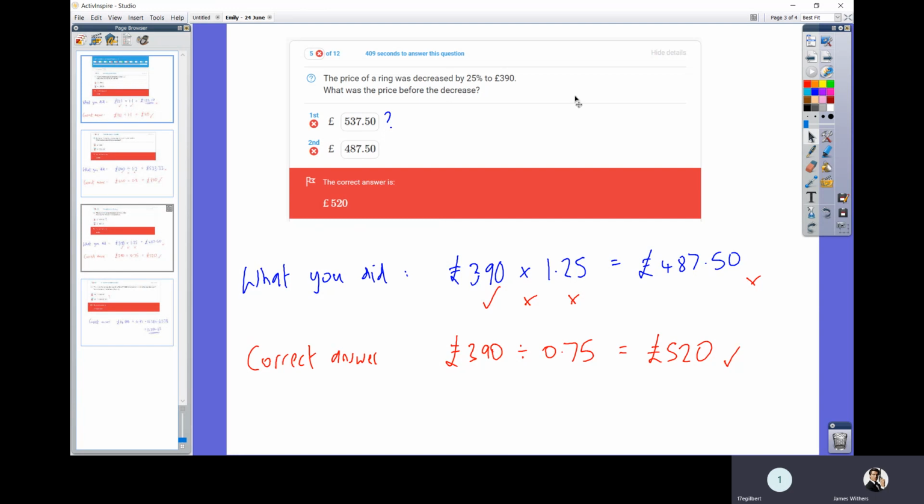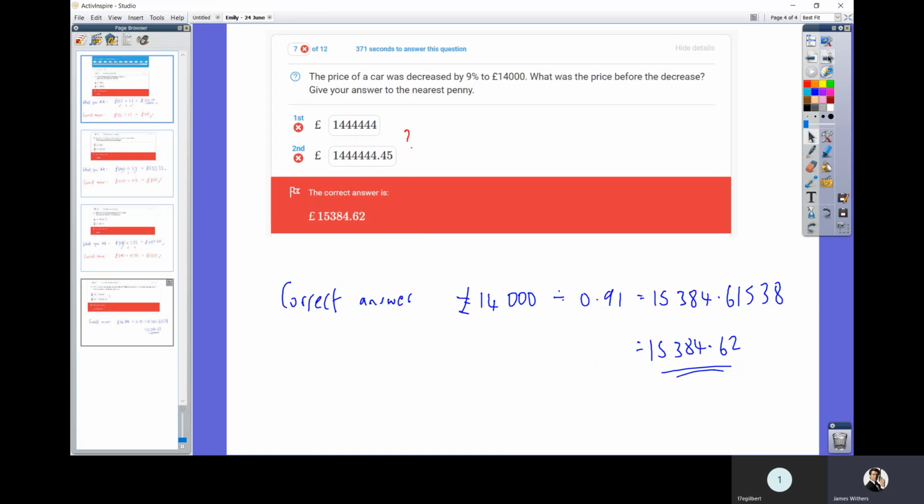And then finally, on question 7, I'm not sure what you did. I couldn't quite see how you got these answers. But what you should have done is, again, because we're working out the original price, you had to divide. And because it was a decrease, to work out the multiplier, you do 100 take away 9, which is 91%, giving us a multiplier of 0.91. And then you just had to be a little bit careful with your rounding.